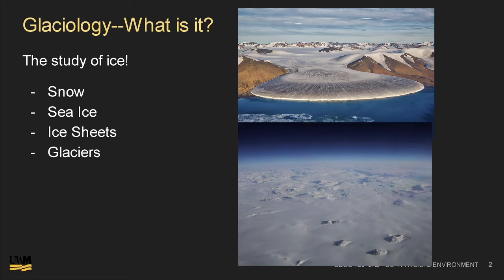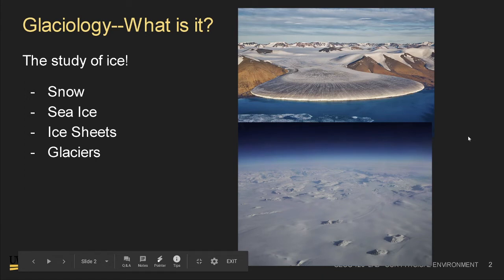So in this lab today we're talking about glaciers, and glaciology is the study of ice, including glaciers, as well as more generally snow, because snow forms glaciers. Sea ice, like in the Arctic Circle, Arctic sea ice, and ice sheets, which are basically glaciers on a massive scale over land.